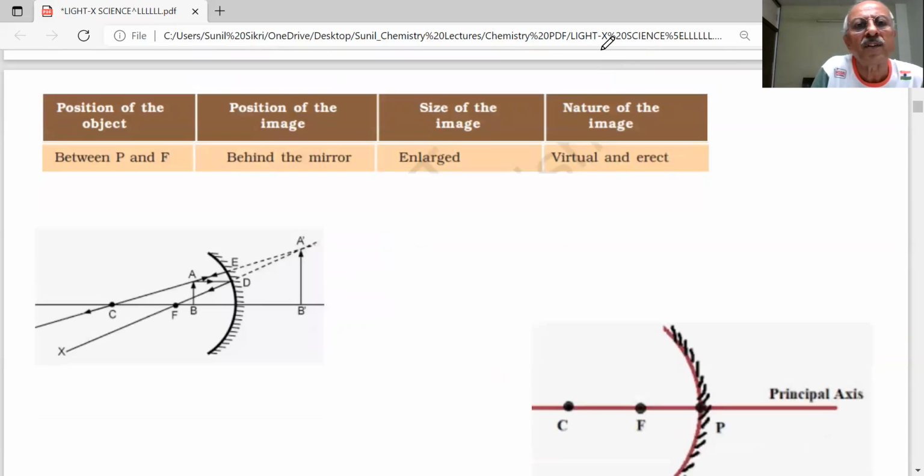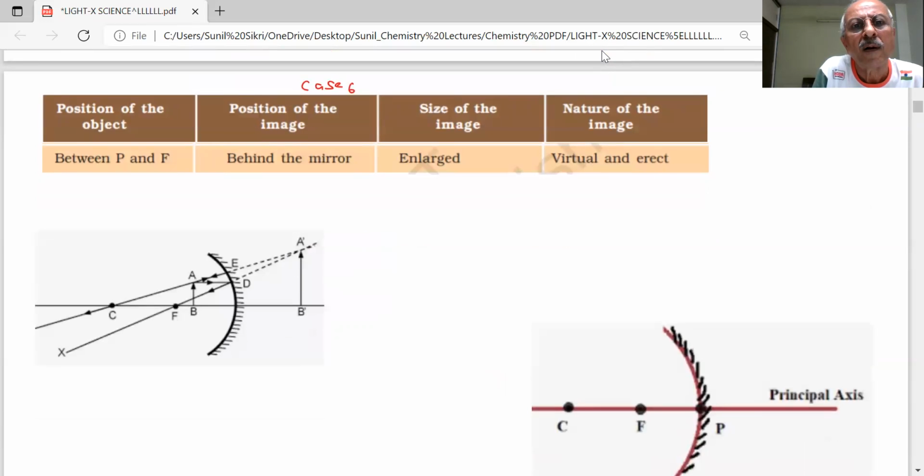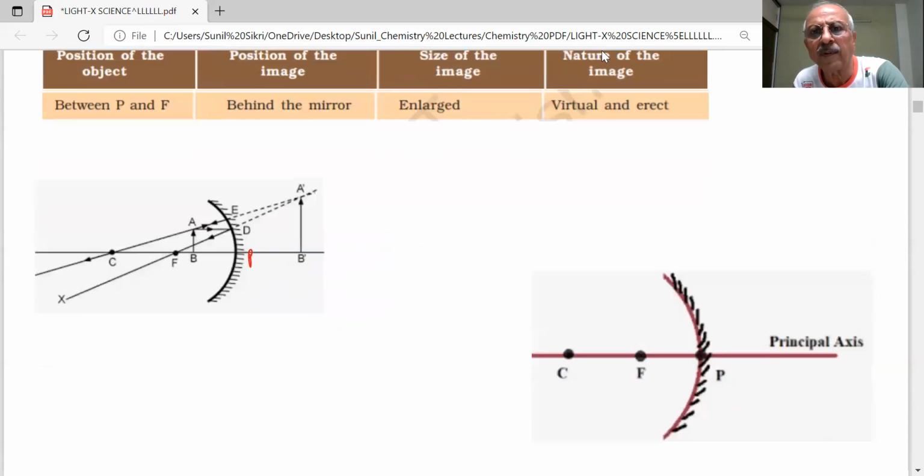Coming to the last part, which is case 6, students. When the object is between P and F, this is my pole. The object between pole and focus, students. What will happen then? This is pole and focus. A and B, students.